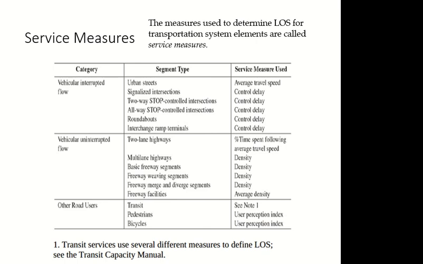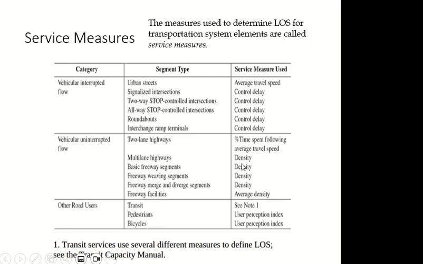Now we will be dealing with density here. Okay, for this lecture you will be dealing with the service measure of density. The facilities which we are discussing in these lectures are these two: multi-lane highways and basic freeways. So you can see in both the cases the service measure is density.